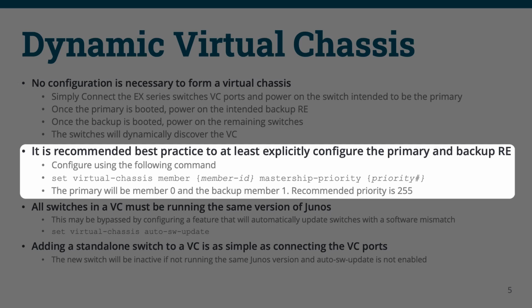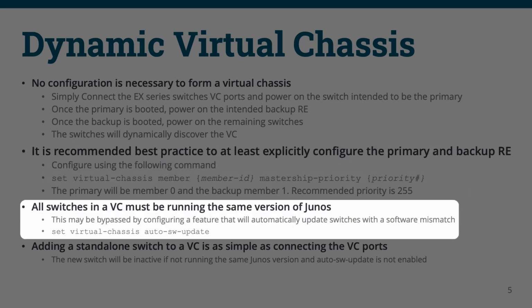Something very important with Virtual Chassis is that all participating switches must be running the same version of Junos to be added to the VC. If there is a switch that is not running the same version, it will show as an inactive member of the VC. It's possible to have the primary RE automatically update the software version of any added switches to the same version running on the VC to resolve the mismatch. This is done by configuring the set virtual-chassis auto-sw-update command.